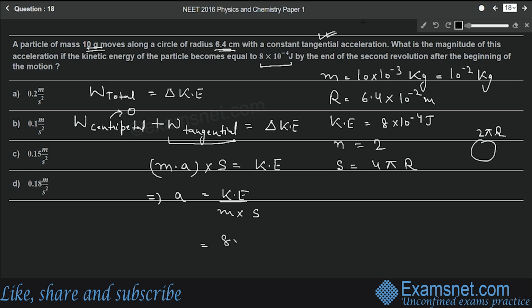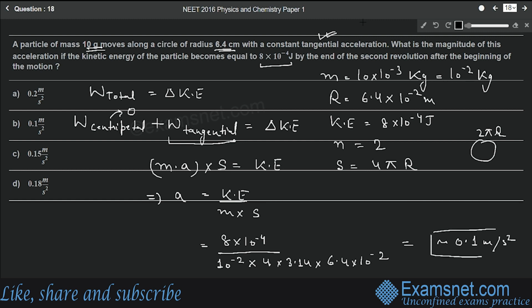Kinetic energy is given as 8 into 10 to the power minus 4 joule divided by mass, that is given as 10 to the power minus 2 kg, into distance traveled is 4 pi r, that is 4 into pi, which is 3.14, and r, that is radius, is equal to 6.4 into 10 to the power minus 2 meter. Okay, so on solving this we'll get approximately 0.1, and the unit will be meter per second square. Okay, so the correct answer will be option number B, 0.1 meter per second square.